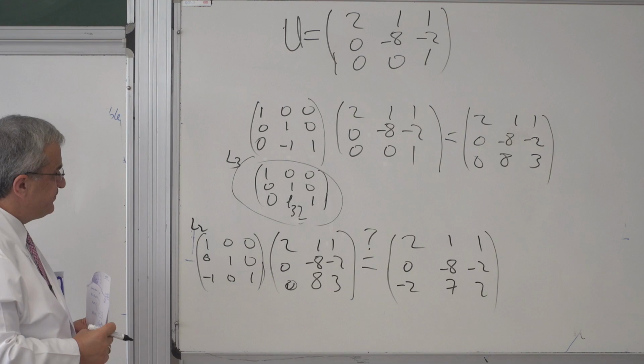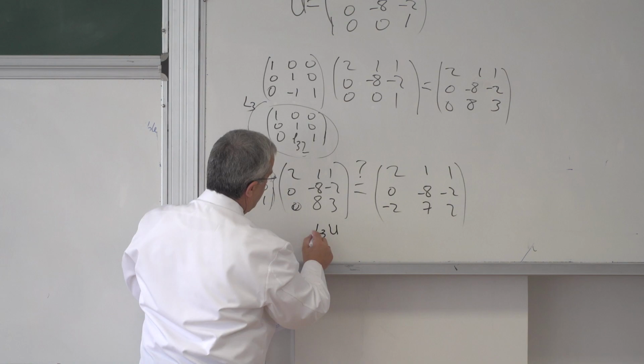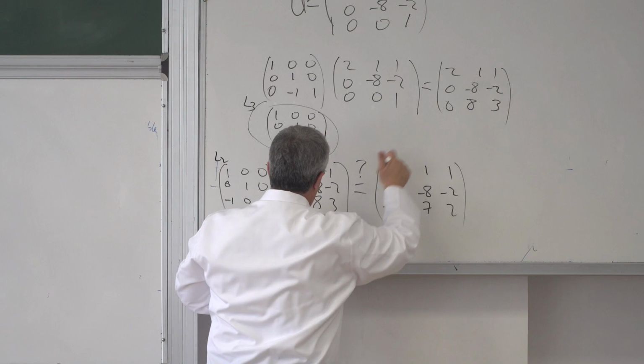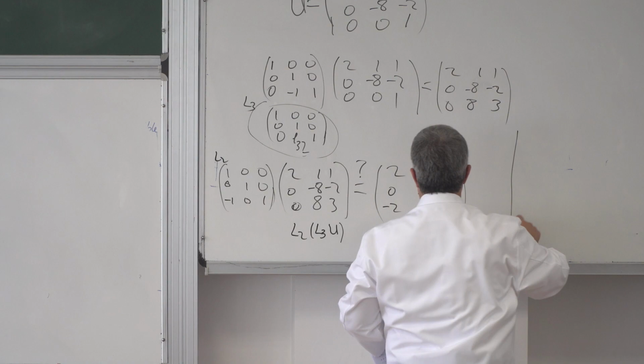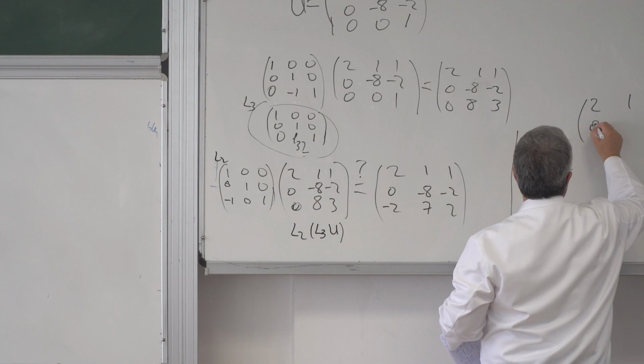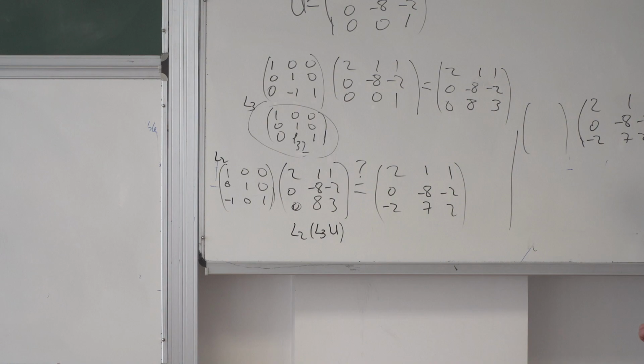Now, I will restore this one, okay? So what do I have here now? So far I have L3 U, I obtained that one, and that is this, right? Then I multiplied it with L2, I obtained this one. So I want to go one step further and multiply this with something. So 2, 1, 1, 0, minus 8, minus 2, minus 2, 7, 2. So I want to multiply with something. So what am I going to get? A itself, right? 2, 1, 1. That's 4, right? 4, minus 6, 0, minus 2, 2.